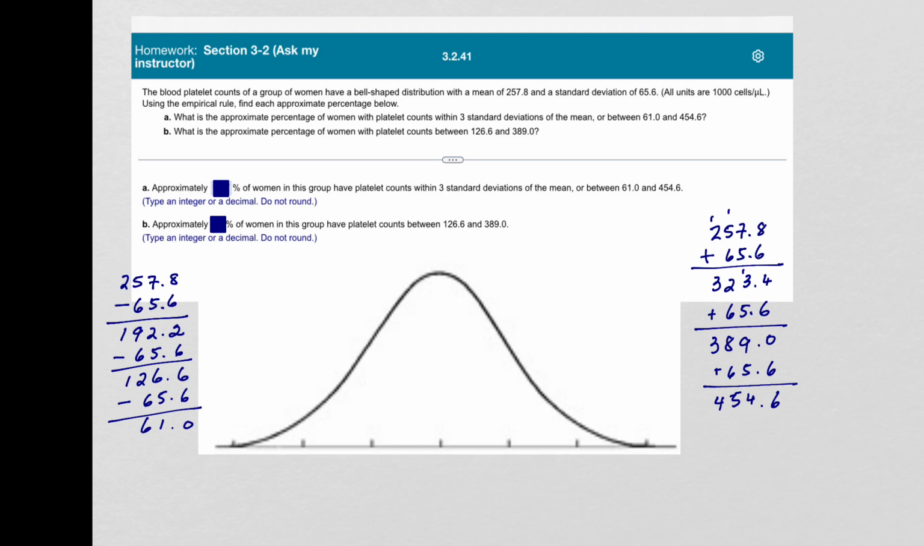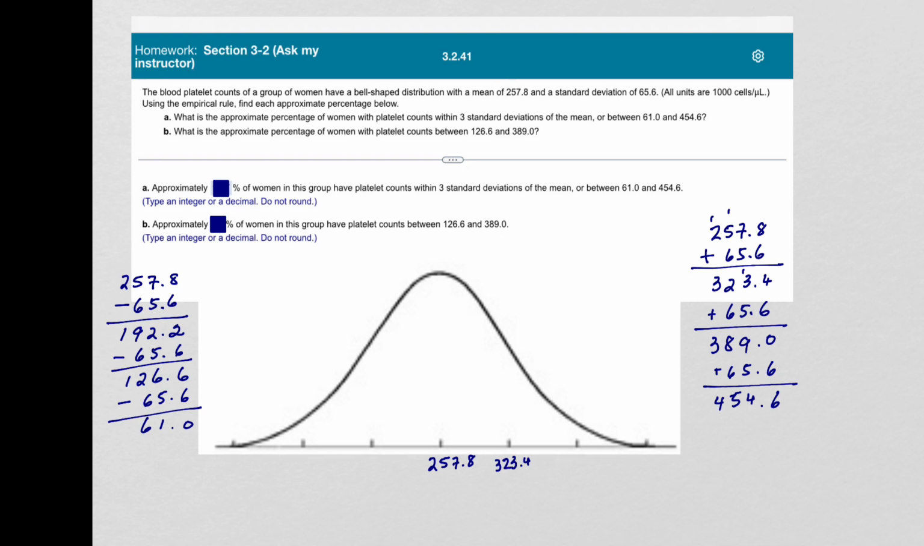So I've drawn a bell-shaped distribution, and what I'm going to do is label the mean to start off with. So that's the 257.8. And then I'm going to add 65.6, which is the standard deviation, to get to one standard deviation above the mean. And I've already done that off to the side. We have 323.4.